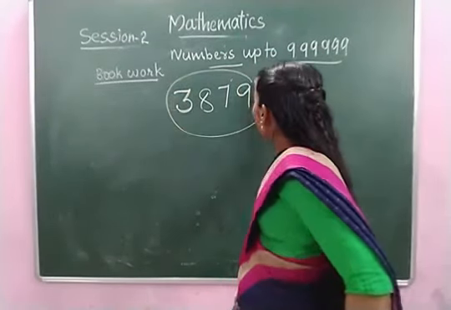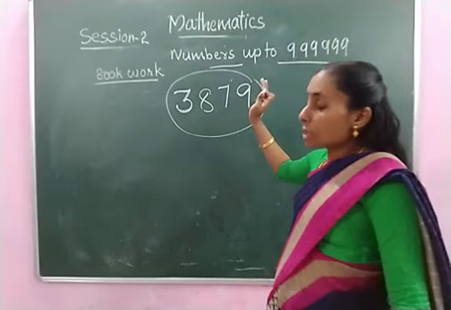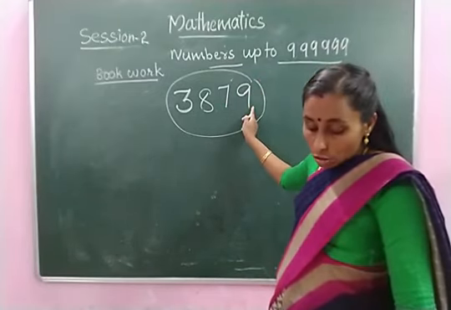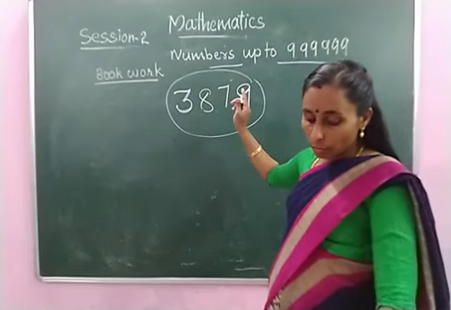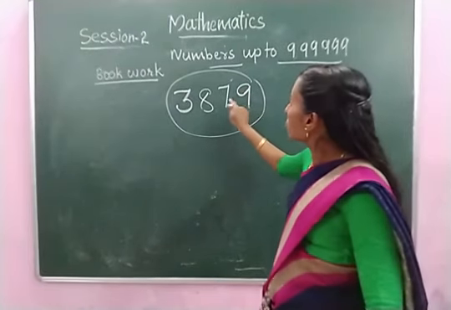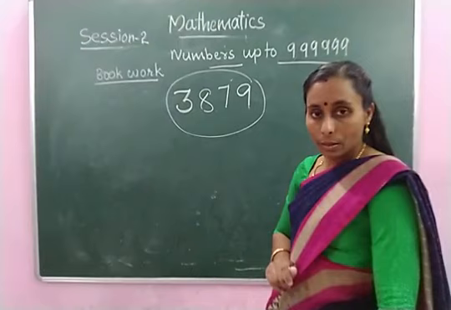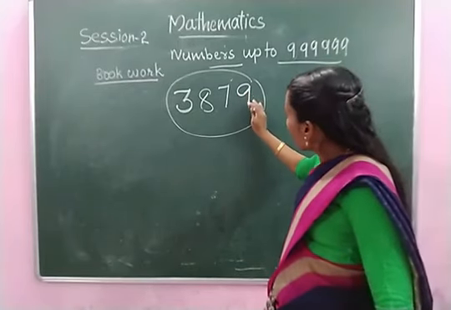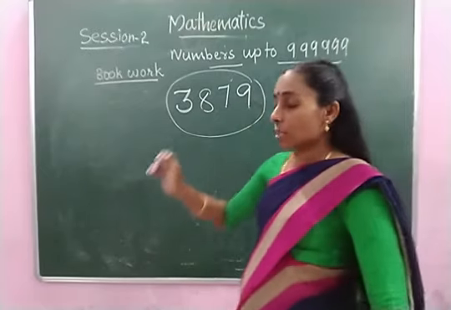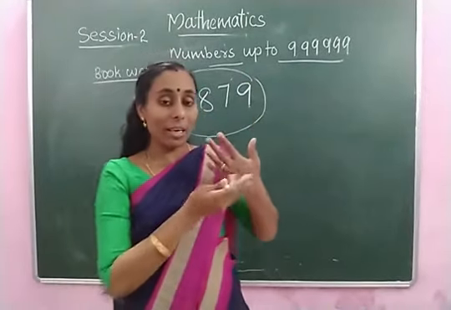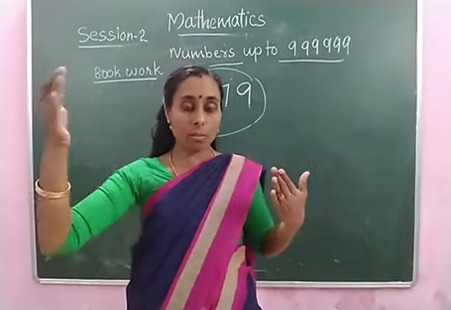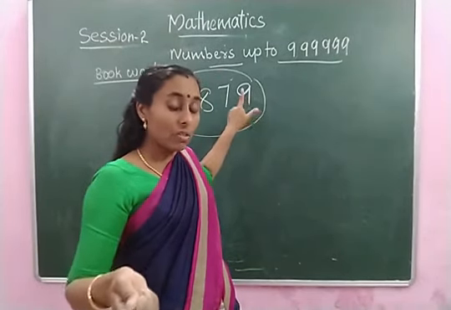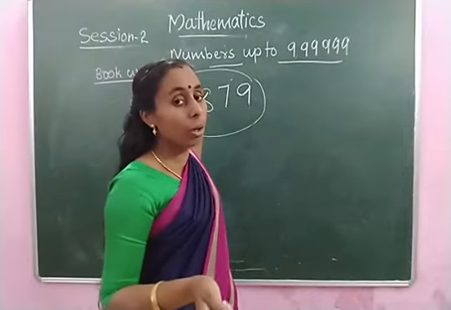Then we know that we always count the place from left to right. This is the left of this number, our right side it is, but this is the left side of the number. This is my left hand. This is my right hand. So the numbers we read from left to right.